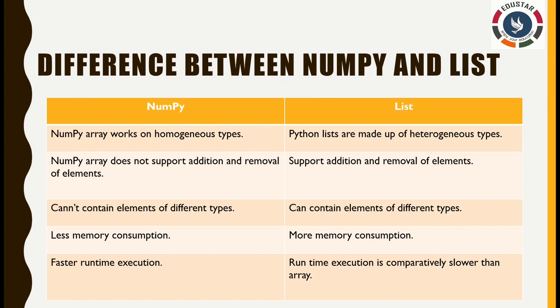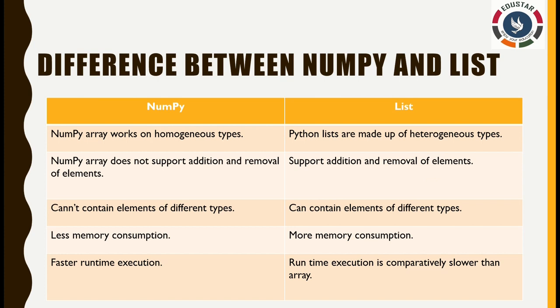Okay, and a numpy array does not support addition and removal of elements. If we are using numpy, in between we cannot add any elements. Once we have declared the elements, that is final, so we cannot add in between. Suppose we are using a list, we can add and we can remove also. A numpy array cannot contain elements of different types, because all the elements will be the same type. A list can contain elements of different types, whether string, integer or floating point type. So different types of values we can use in a list.